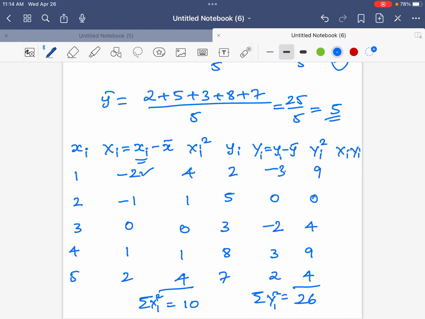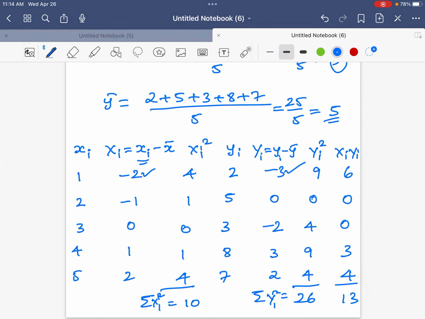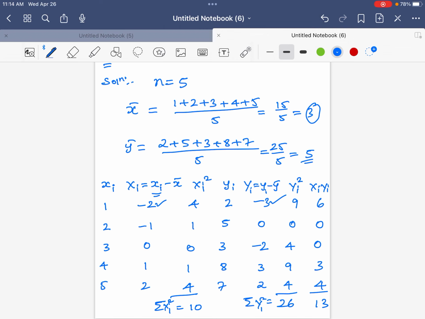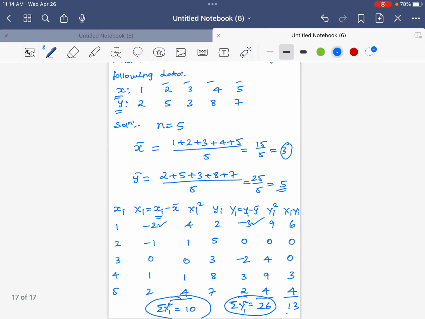Now the product, capital X will be multiplied with capital Y. Minus 2 with minus 3 will become positive 6. Next, minus 1 with 0 will become 0, 0 with minus 2 will become 0. Next, 1 will be multiplied with 3 becomes 3. Next, 2 will be multiplied with 2, it is going to be 4. So when we sum this, it is going to be 13. This is what we have, the values for summation xi square, summation yi square, and summation xi yi.